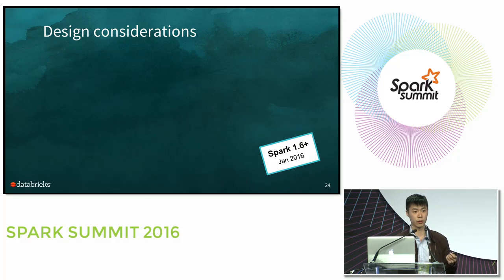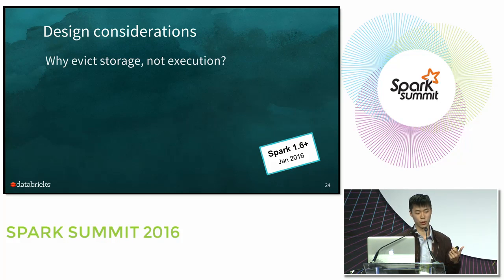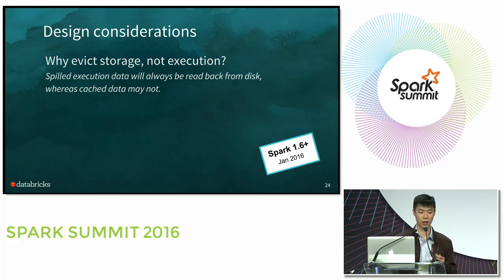So there are some design considerations here. You might have noticed that in both cases, we chose to evict storage rather than execution. This might be a little surprising to some of you, but the main reason behind this is because spilled execution data is always going to be read back from disk, whereas cache data may not. What I mean by this is if you're spilling something while you do a sort, you're going to have to return those values to the caller. So either way, you're going to have to read them back from disk, and there's just no getting around that.